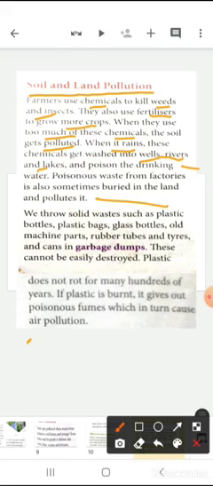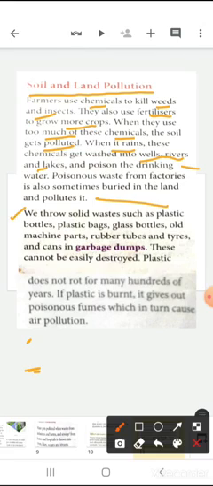Okay, what is soil pollution? When farmers use chemicals to kill the weeds and insects, and use fertilizers to grow more crops, when they use all these chemicals too much, this causes soil pollution. Okay, when it rains, all these chemicals get washed into wells, rivers or lakes, making the water poisonous.